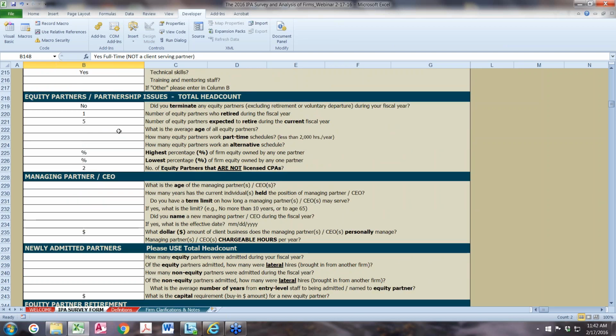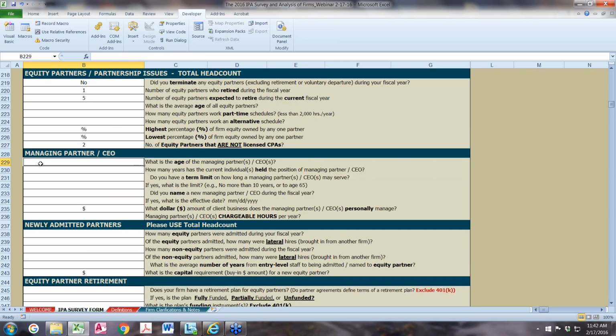All right, let's move down to rows 229 to 236. This is the section specific to the managing partner of the firm. Some firms have several people sharing the managing partner role. If so, please provide an average where appropriate, or as we're putting in here, what's the age of the managing partner? Just give us the age for the two people.